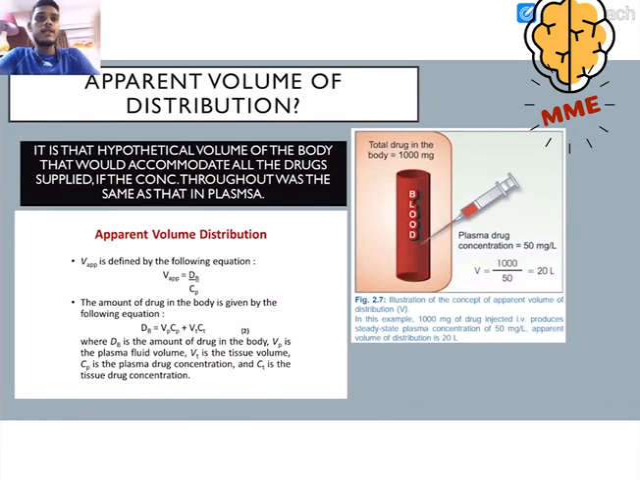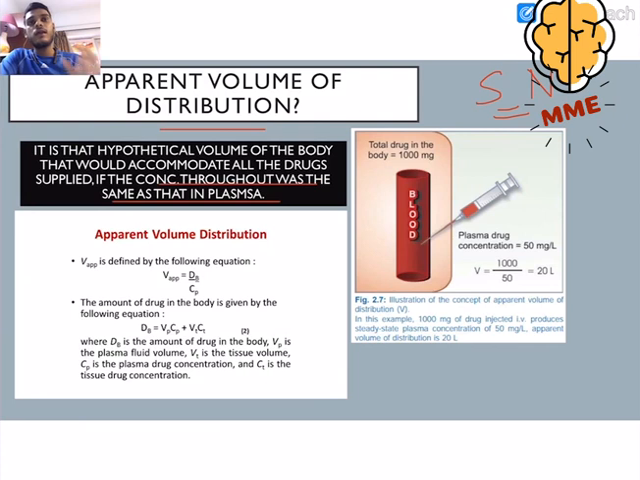One more important topic, which is again important for your short notes, is apparent volume of distribution. So what exactly is this apparent volume of distribution? It is the hypothetical volume of the body that would accommodate all the drug supplied if the concentration throughout was the same as that in the plasma. What I mean by this is, it is a hypothetical volume. This apparent volume of distribution does not exist in reality.